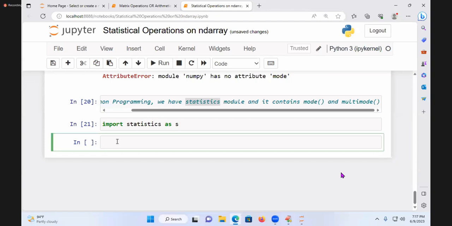Understand? Fine. Now, Amma? Stomach pain. Okay, take care. So, coming to the point, import statistics as yes.